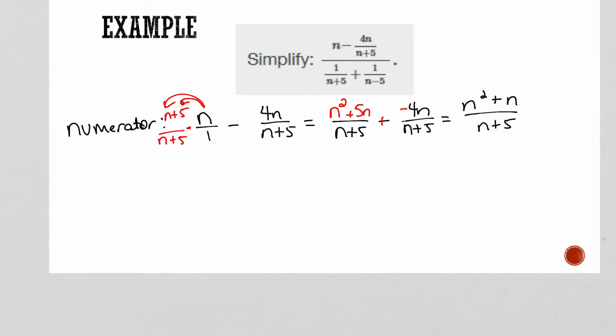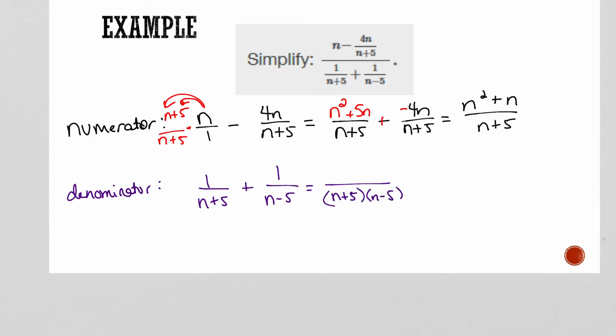My denominator I'll do in purple. So we've got 1 over n plus 5 plus 1 over n minus 5. Our common denominator is n plus 5 and n minus 5.